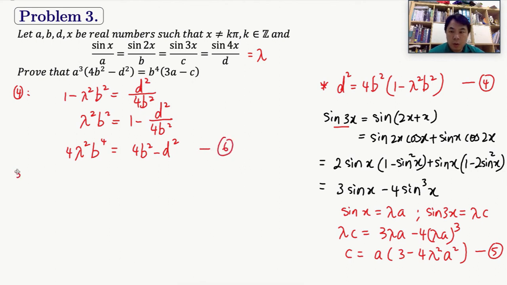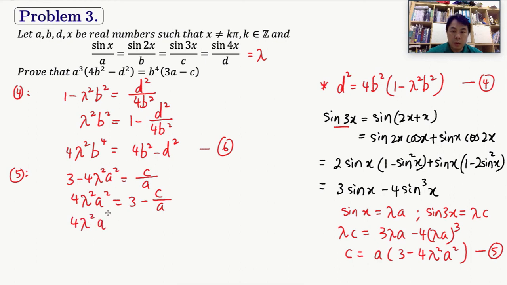And then let's consider equation number 5. Equation number 5 can be rearranged also. We can rearrange it in such a way: 3 minus 4 lambda squared, times a squared, is the same as c over a. And then we can simplify that a bit: 3a minus c. That will be our equation number 7.